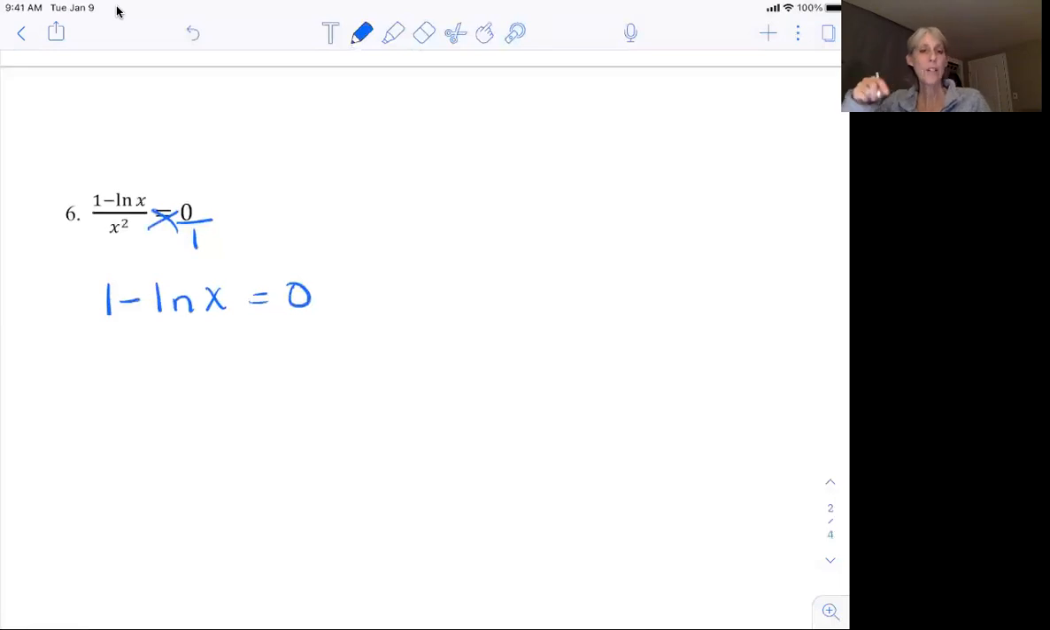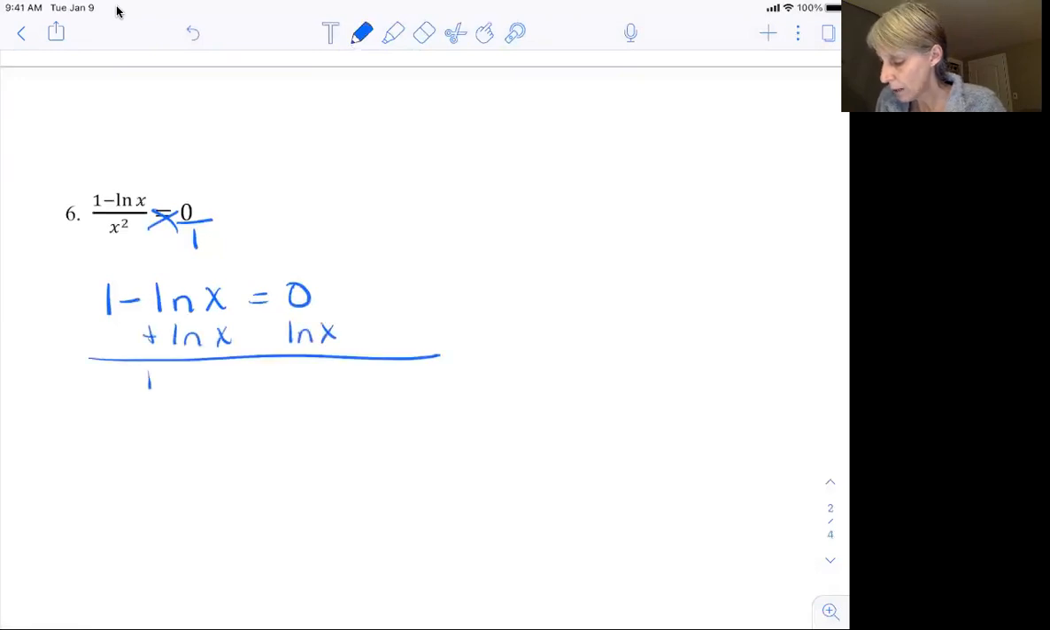Now, there's going to be a lot of times that you're allowed to use your calculator, but you can't always jump to the calculator. Sometimes we may have to algebraically figure things out. So I want to help you this year to see things that, even though they look scary, they're not. If I bring this ln of x over, I have 1 is equal to ln of x.